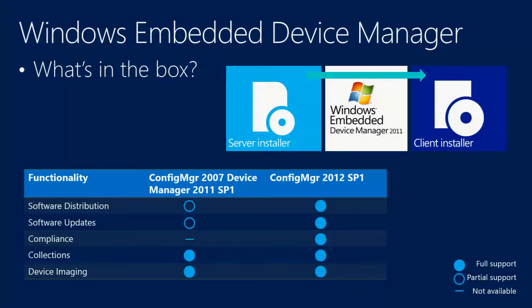Before SP1, we had a product called Windows Embedded Device Manager, or WEDM for short. It was an add-on product to Configuration Manager. With 2007, you had WEDM 2011, which was an add-on. You would install Config Manager and the client, and then add WEDM on top of it, which would exclusively manage embedded devices. So we did not have a seamless solution to manage desktops, other devices, and embedded devices in your ecosystem.